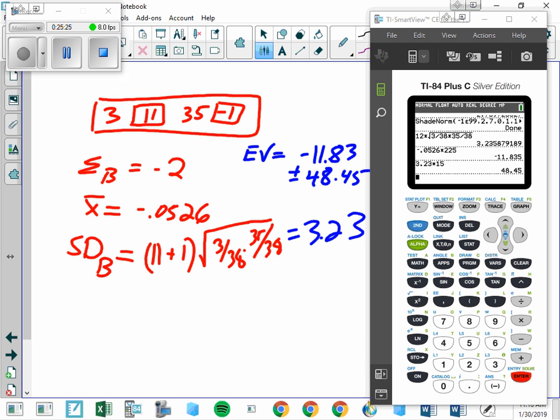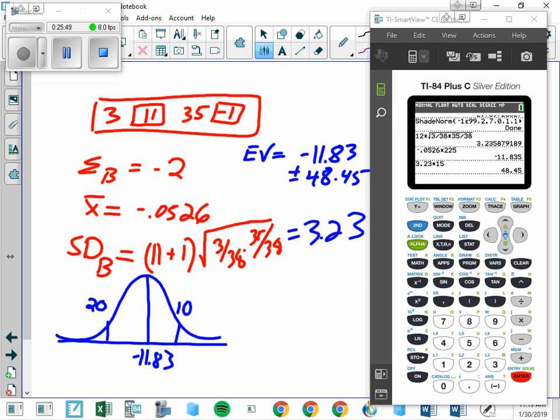So if we wanted to figure out the chance to lose between 10 and 20, this is not going to be something we can use the table for. My expected value is -11.83. I want to know my chance of losing between 20 and 10. And that's not symmetric, so we can't use the table. So that's a score of plus 1.83, so I take 1.83 and I divide it by 48.45.